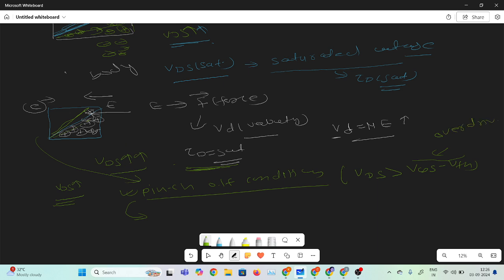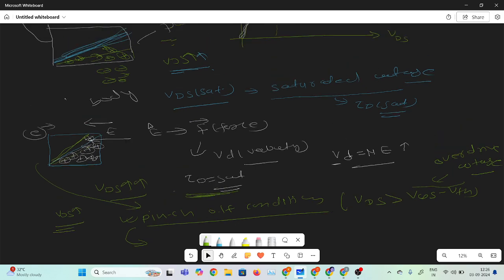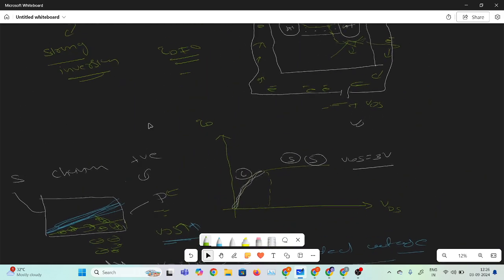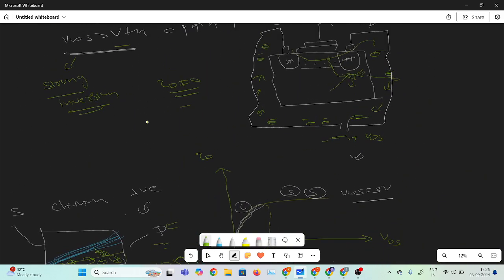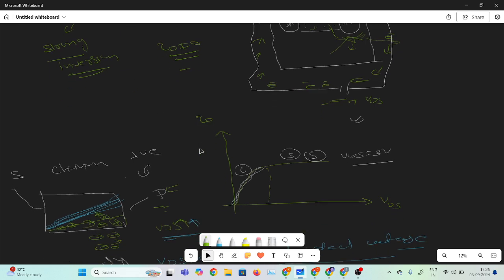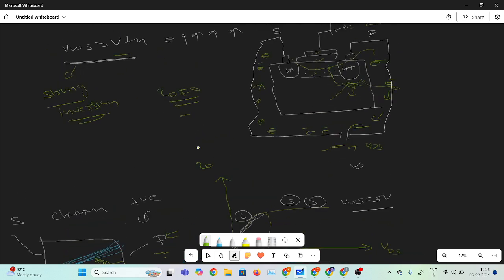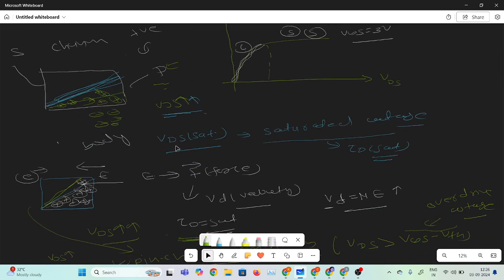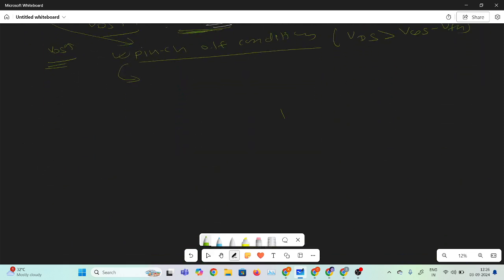Now, why is the name MOSFET? The MOS name is due to metal oxide semiconductor. So this is the semiconductor, this is the oxide, this is the metal. Why field effect transistor? Because if we apply a positive voltage on the drain terminal, then an electric field will be set up.